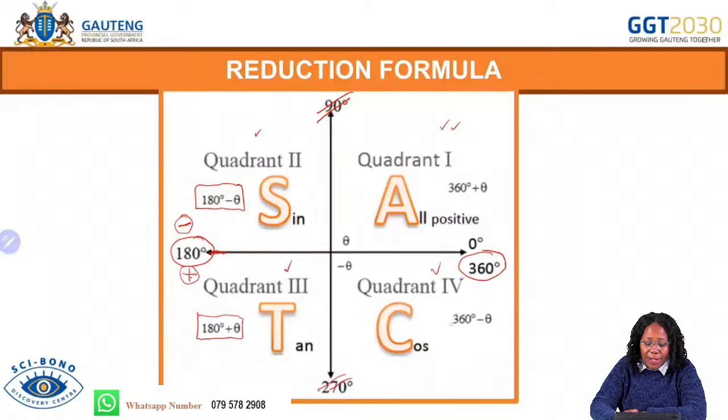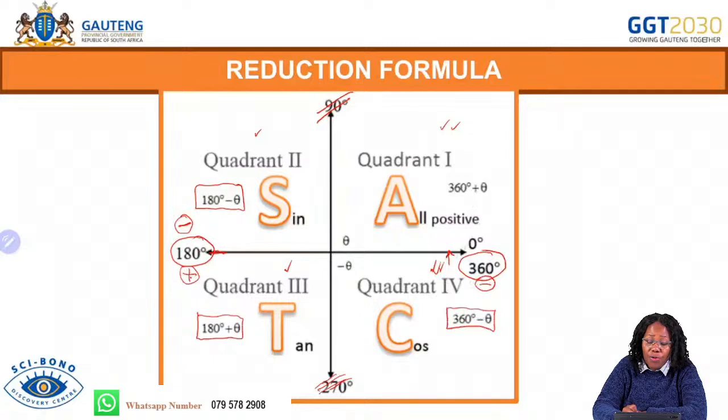And then in quadrant 4, we do not consider 270. Remember, grade 12, we will be using 360. When we are in this quadrant 4, we have not yet reached the 360 line. We are less than that. That is why we say 360 minus. Hence, we end up with that ratio 360 minus theta there.